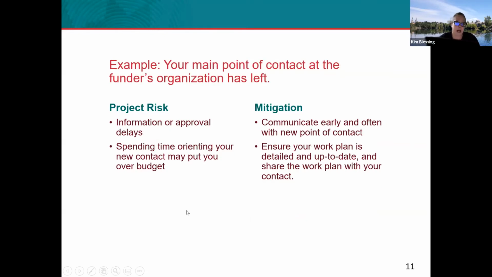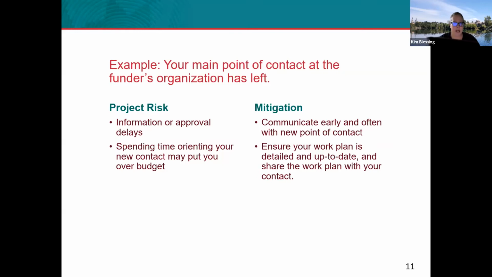Another example I have is maybe the main point of contact at your funder's organization, so that person you were working with closely through the course of the contract has left. You know, staff turnover can be a really common challenge in project management. So the risk to your project if this happens is information or approval delays. You may have to spend time orienting the new contact, especially if they're not familiar with your project at all, and that could put you over budget.